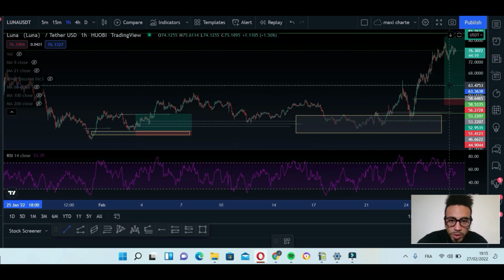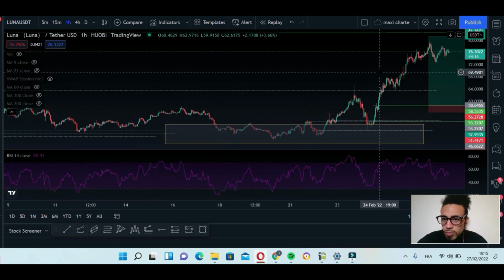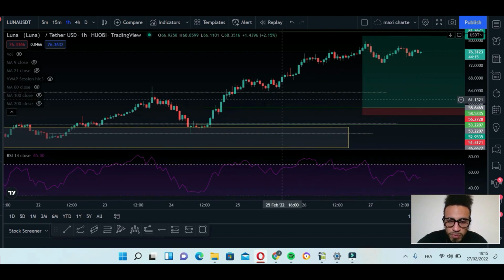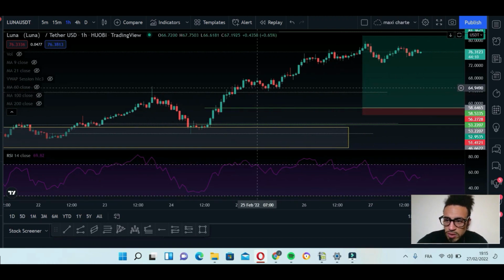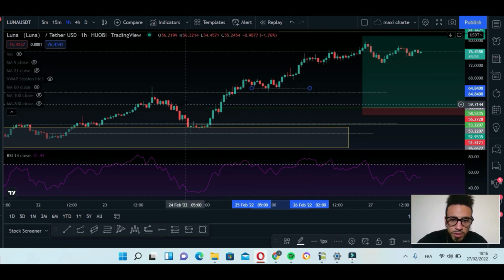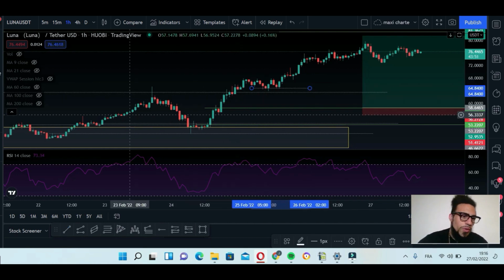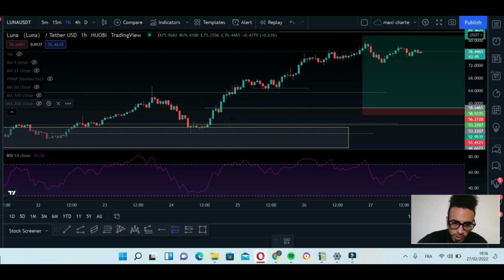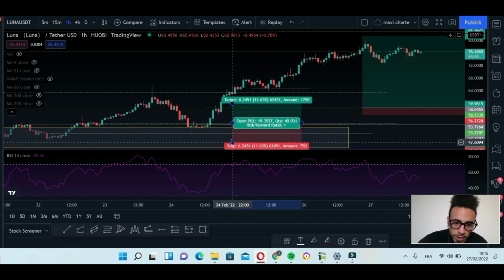So this would have been a nice partial to take, but I didn't exit here. I actually exited around this level right there. Yeah, right here. That was my exit. That's where I exited, right here. So it's not a perfect trade, but that's still a profitable trade. That worked. It worked out. It's profitable.